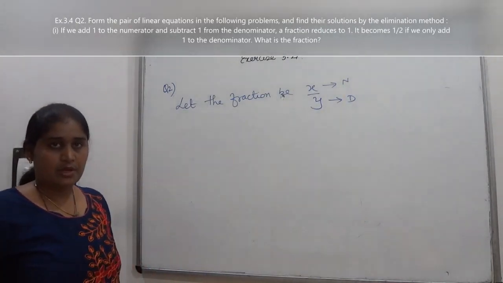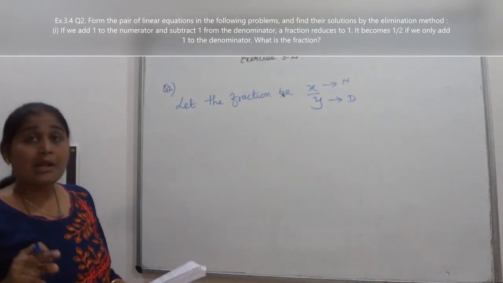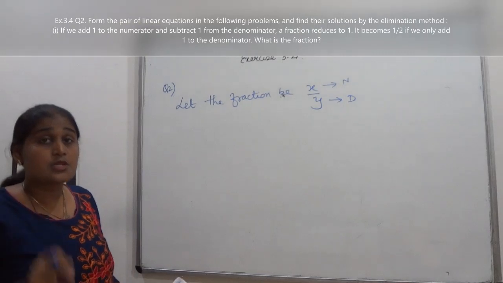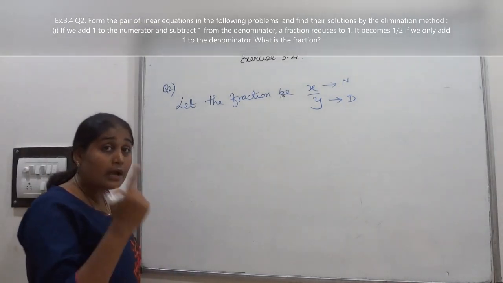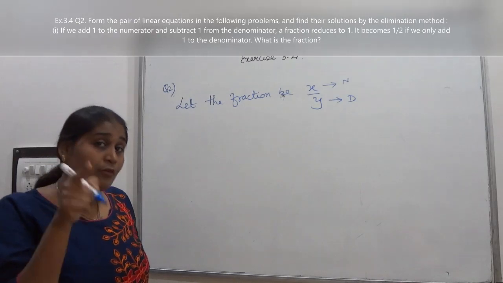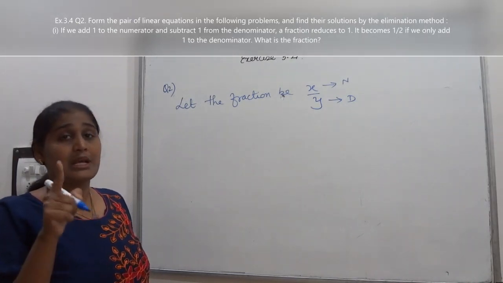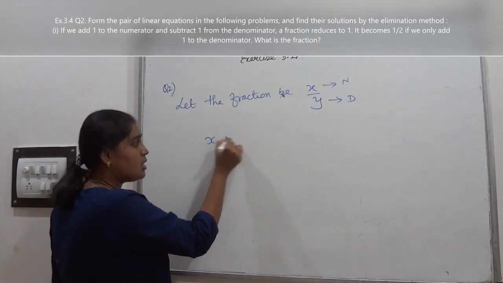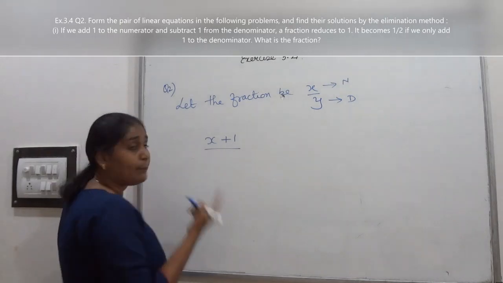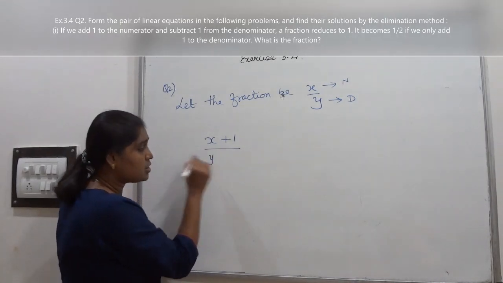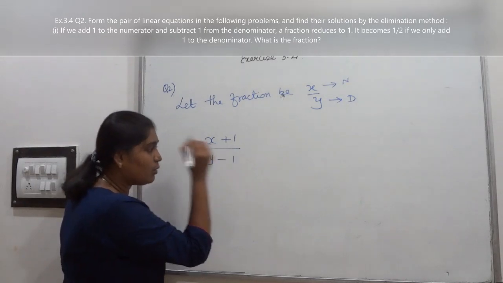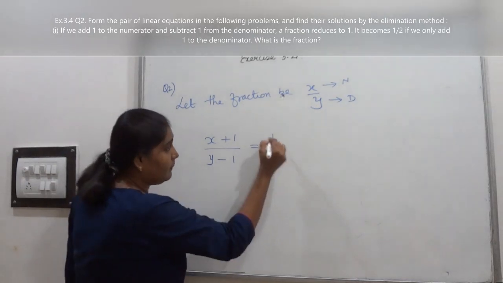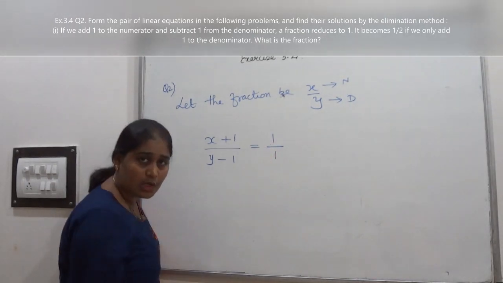From the first statement, if you add 1 to the numerator and subtract 1 from the denominator, the fraction reduces to 1. That means I have to add 1 to the numerator, subtract 1 from the denominator, then the fraction becomes 1. So now you check. To the numerator you have to add 1, so x plus 1. Subtract 1 from the denominator. What is your denominator? That is y. Subtract 1 means y minus 1. Then the fraction reduces to 1. 1 we can also write as 1 upon 1.